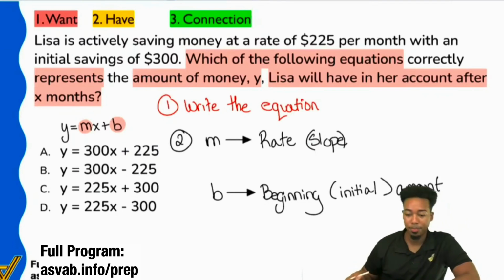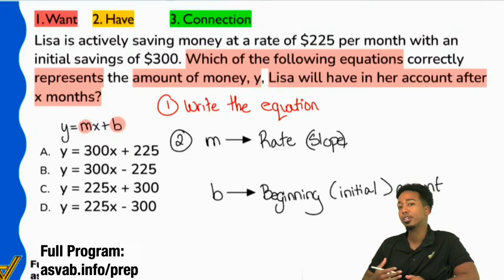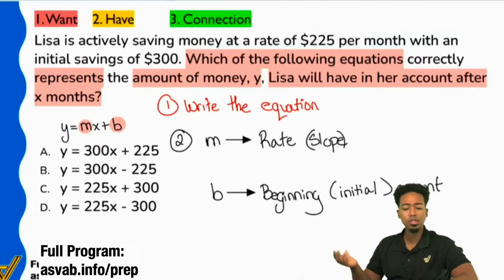And there we have that. So here we go. Let's go ahead and go through the information and understand the situation. Let's just read through it. So here it says, hey, Lisa is actively saving money at a rate of $225 per month with an initial savings of $300. And we're trying to set up this equation.